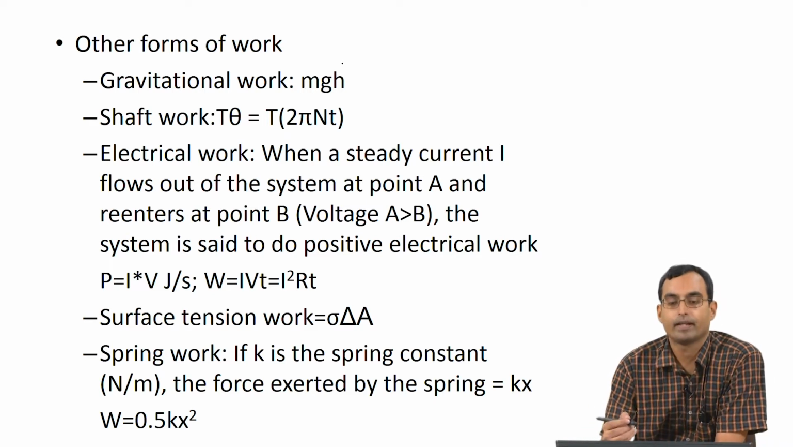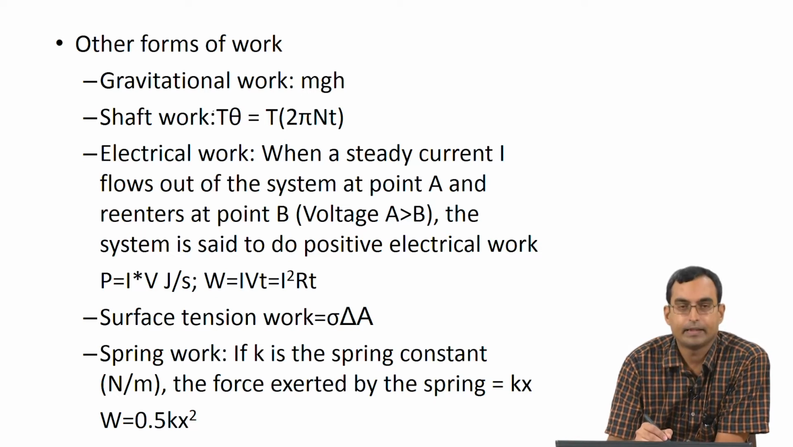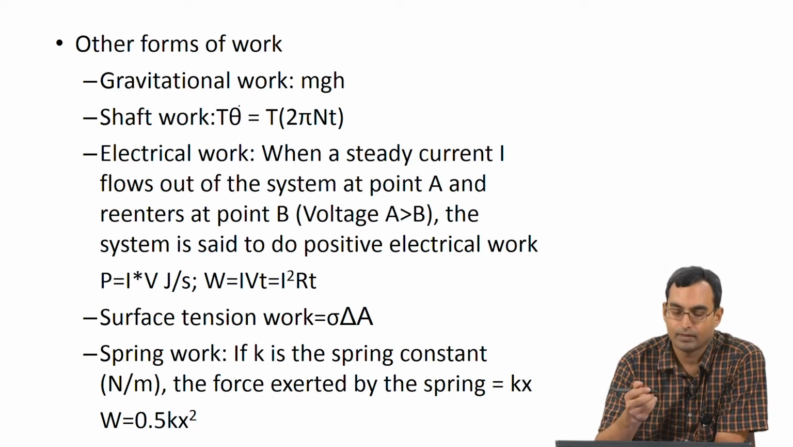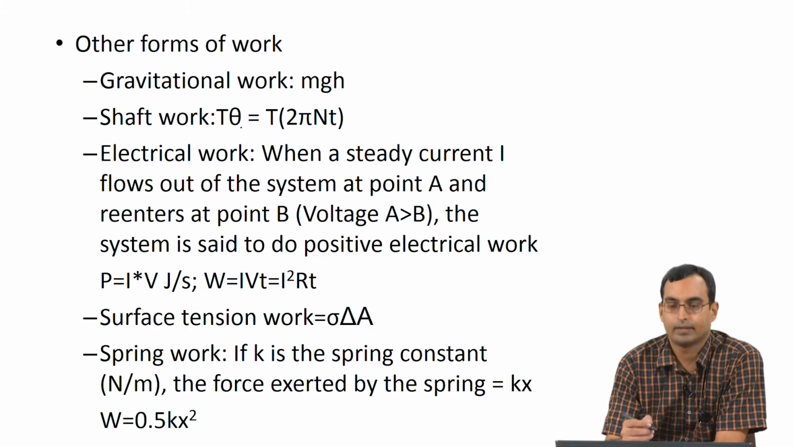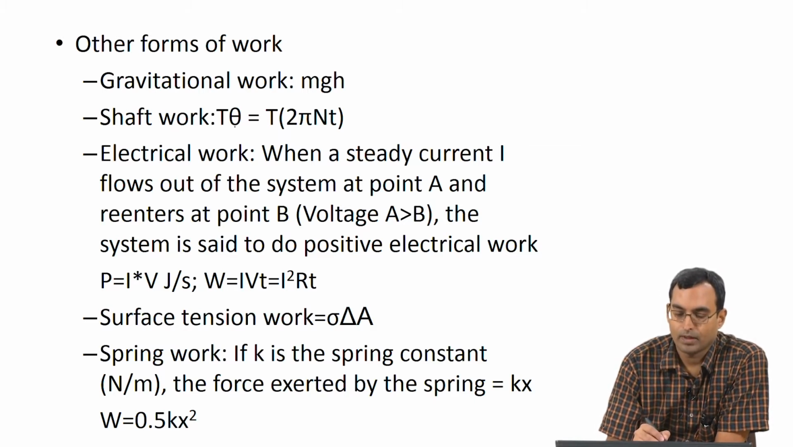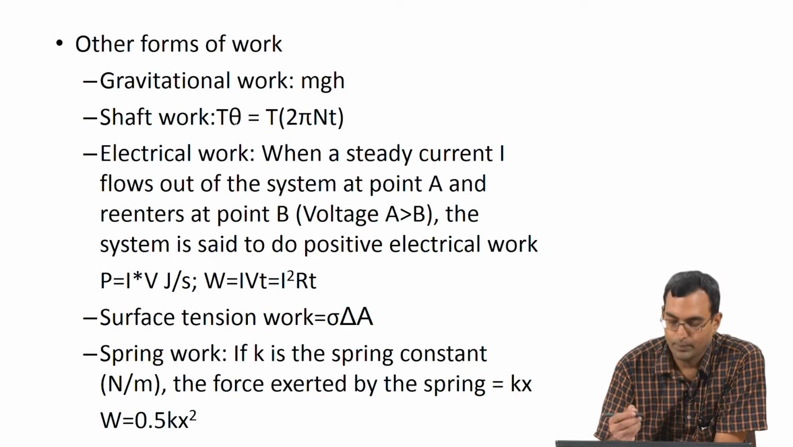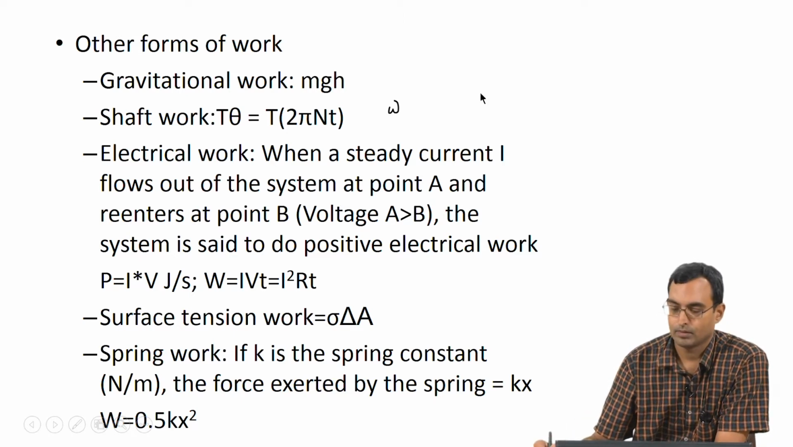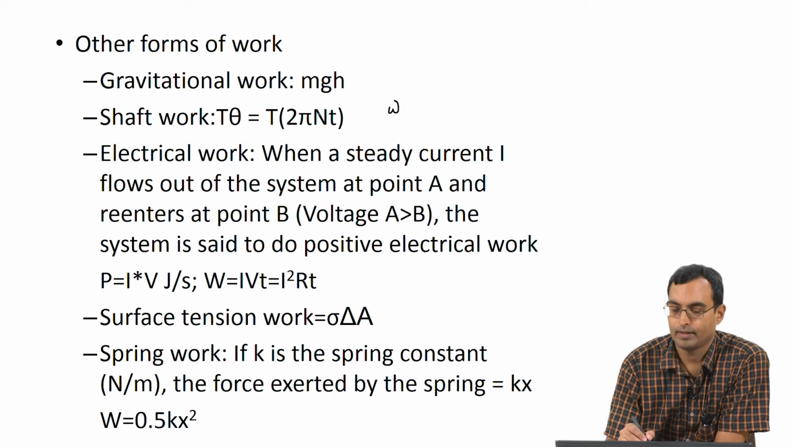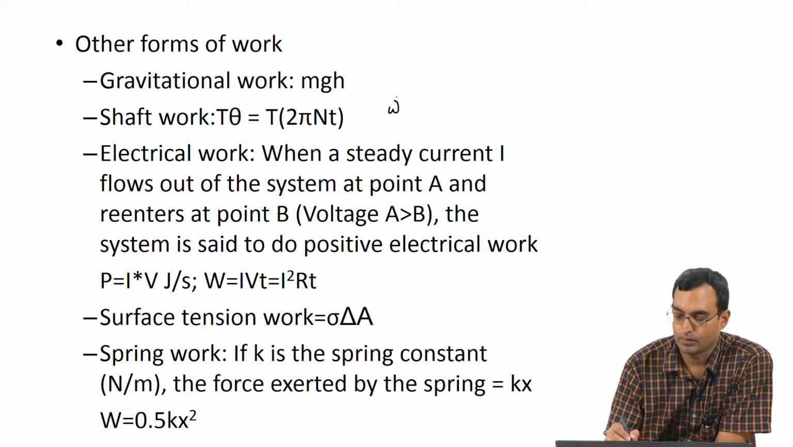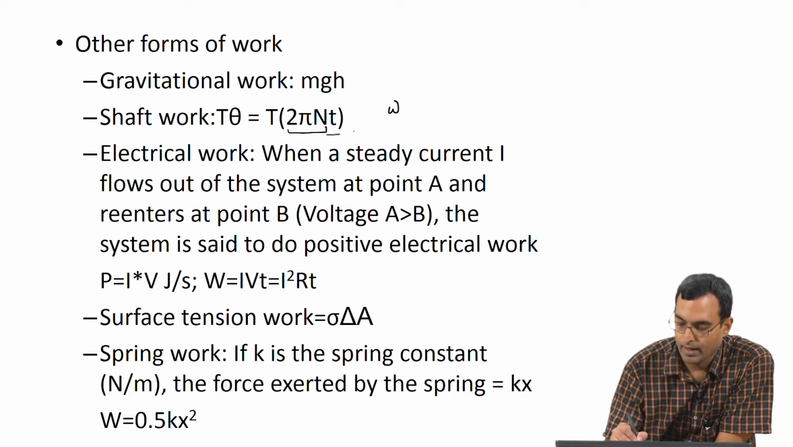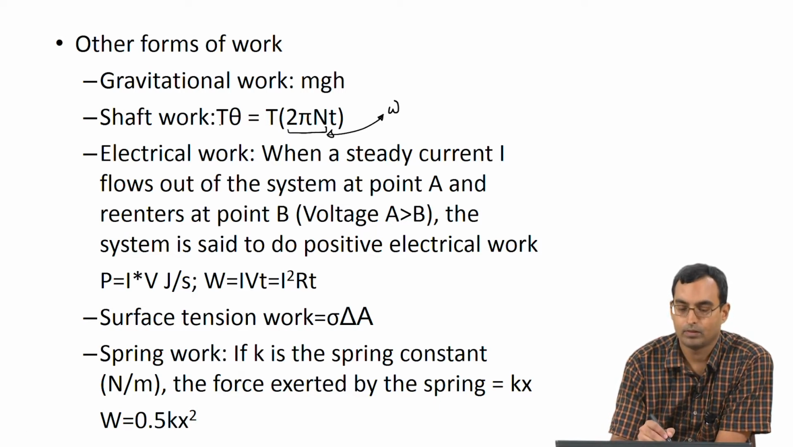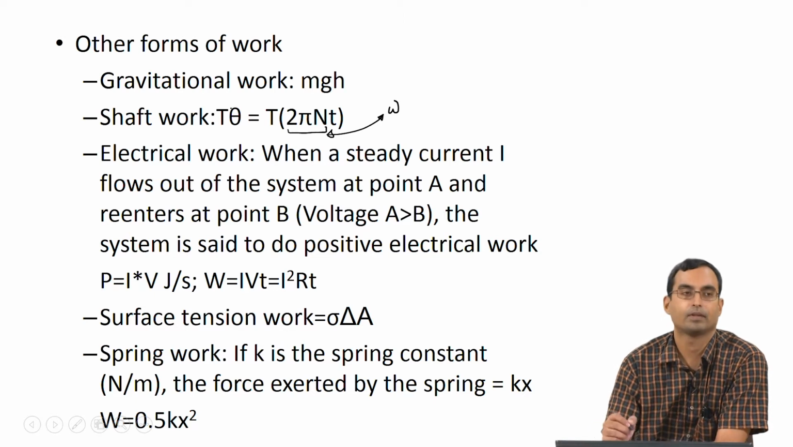If we have, for example, a rotating shaft and the torque is T, if the shaft rotates by an angle of theta, then the shaft work is given as T times theta. Of course, what we are more familiar with is omega, which is the angular velocity of the shaft. So, 2 pi n would be omega, where n is the speed of the shaft in revolutions per second. If we multiply that by time, we get theta, and theta times the torque would be the shaft work when you have a rotating shaft.